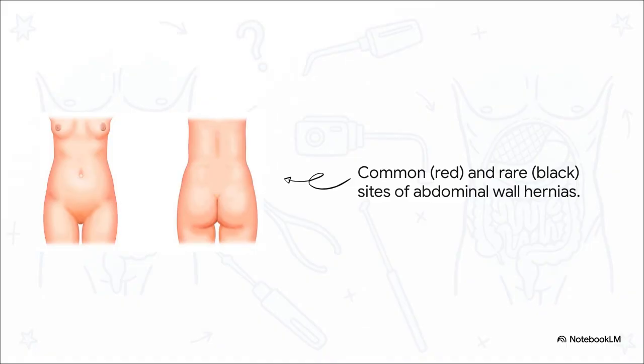You see, before we can even begin to talk about fixing a hernia, we must first know where they happen. Think of this slide as a map of the battlefield. The areas you see marked in red are the common culprits: your inguinal, your femoral, umbilical hernias. The black areas are the rare ones. But all of them, every single one, represents an inherent weak point in the abdominal wall, a place where a breach is just more likely to occur.